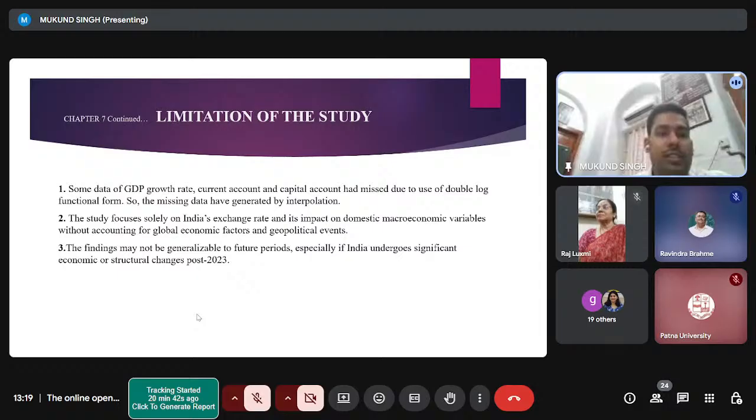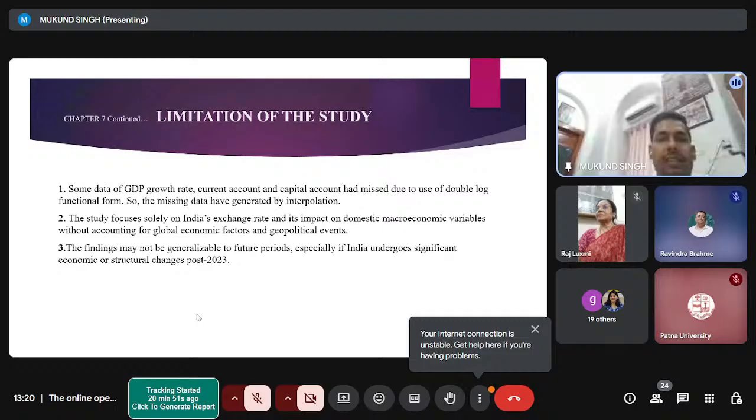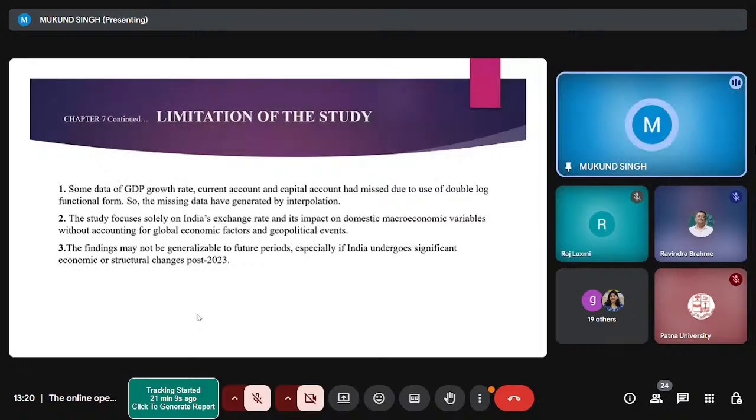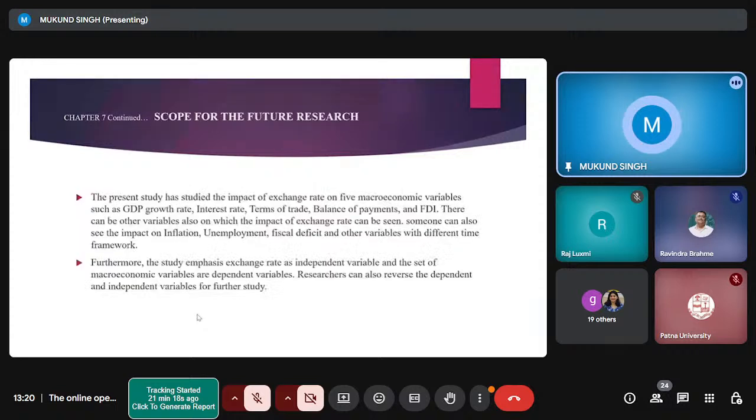Limitation of the study. Some data of GDP growth rate, current account balance, and capital account balance has been missed due to the use of double log functional form. So the missed data have been generated by interpolation. Second, the study focused only on India's exchange rate and its impact on domestic macroeconomic variables without accounting for global economic factors and geopolitical events. The findings may not be applicable to future periods, especially if India undergoes economic or structural change post 2023.